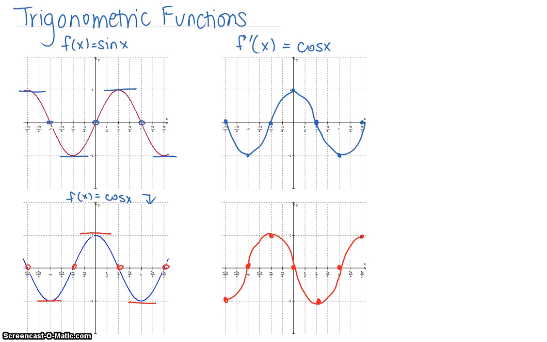Now, if you take a look at this graph and compare it to the sine and the cosine graph, it's very similar, except it's a reflection over the line y equals x. So for the derivative of this function, why don't we just call it g, the derivative of g of x is negative sine of x.